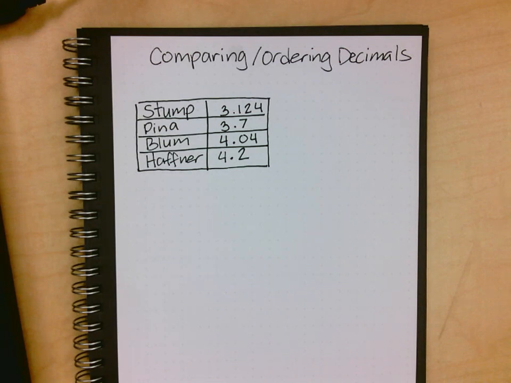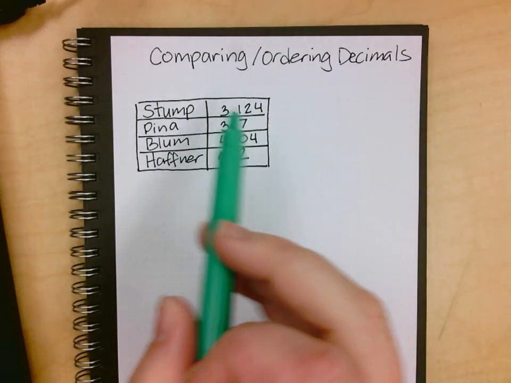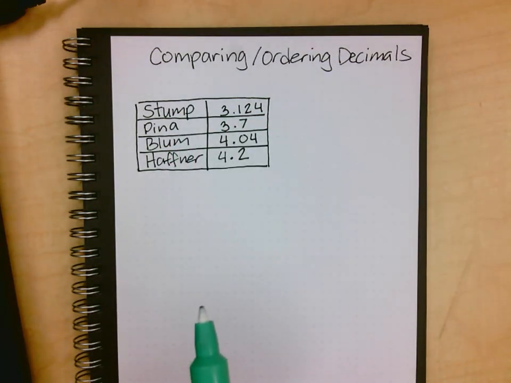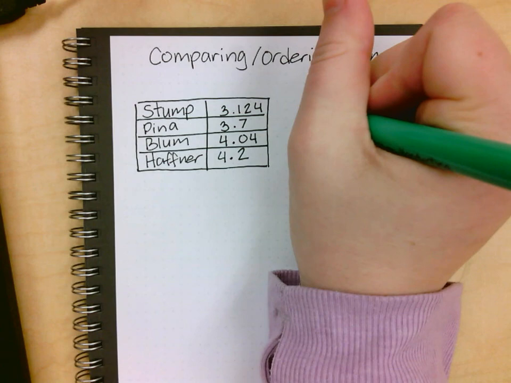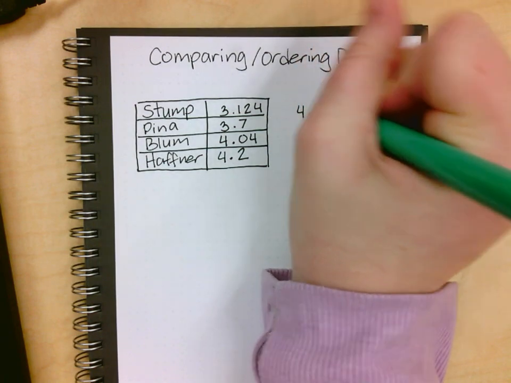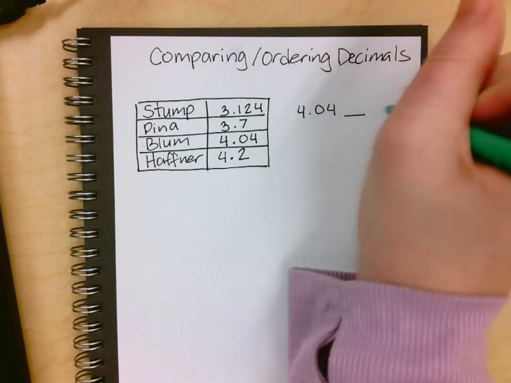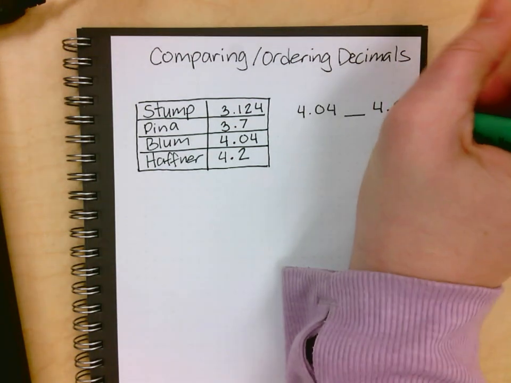When we are comparing and ordering decimals, we are going to use the same skills and strategies that we do when we compare and order regular whole numbers. So in here we have a chart, and we'll just say this is the number of books each class read during the week. So we could say, let's compare the number of books that Mrs. Bloom read to the number of books that Mrs. Hafner's class read. So I would want to compare 4 and 4/100ths to 4 and 2/10ths.